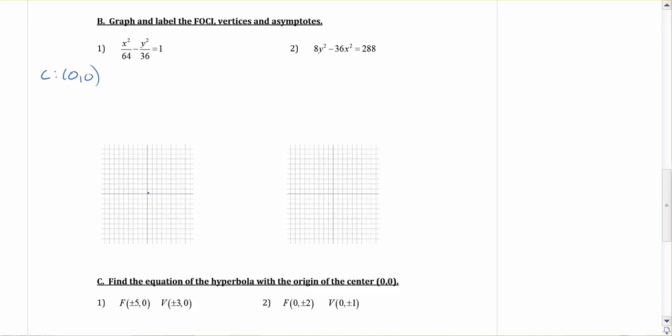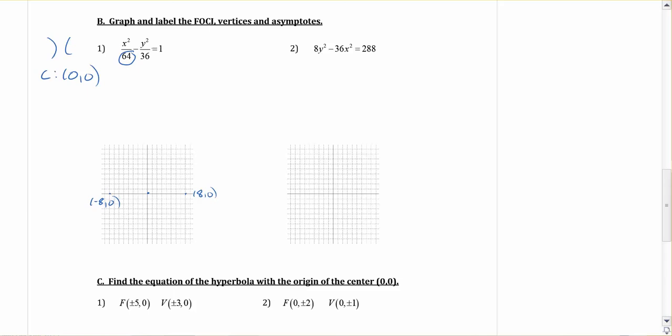Since my x is first, I know my hyperbola is going to be opening up left and right. It's going to eventually be like this. On the x-axis, I need to go out the square root of that number from my center. So 8 times 8 is 64. I'm going to go out here and put a dot, and here and put a dot. This dot is going to wind up being my vertex. This 8, 0 and negative 8, 0 will wind up being my vertices, because whatever this number is going to be your a value, and that's going to be the distance from the center to the vertex, so those points have to be my vertices.